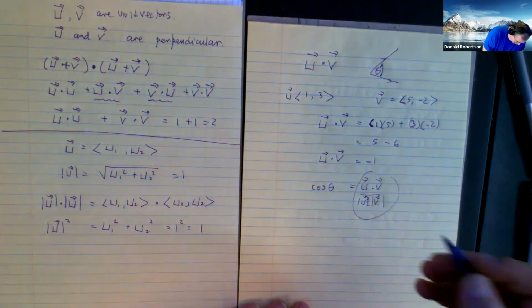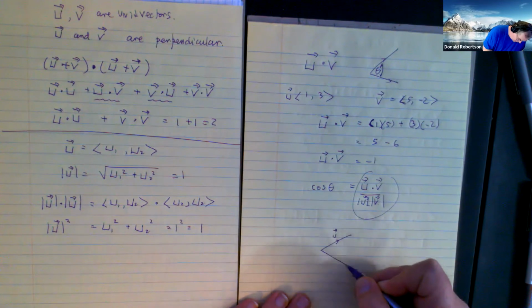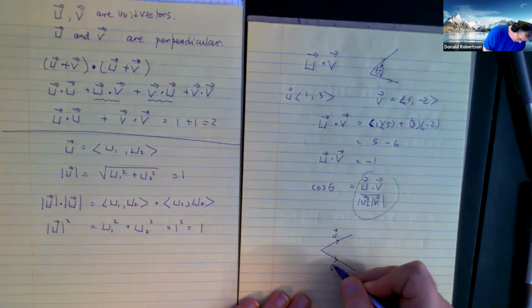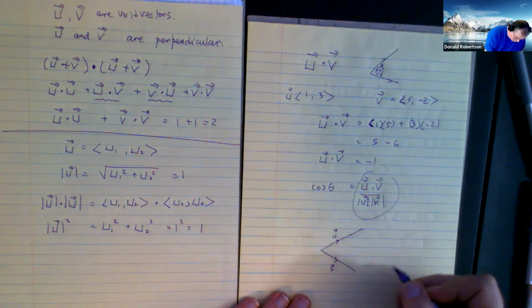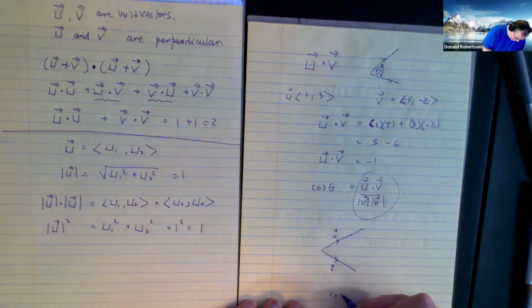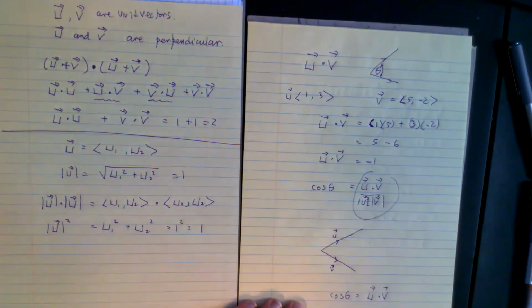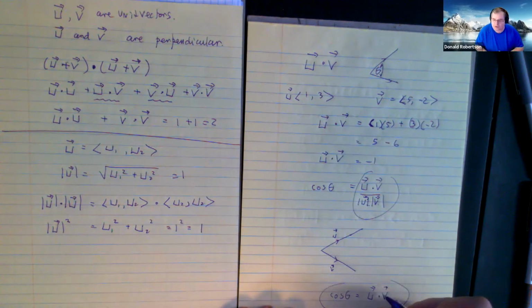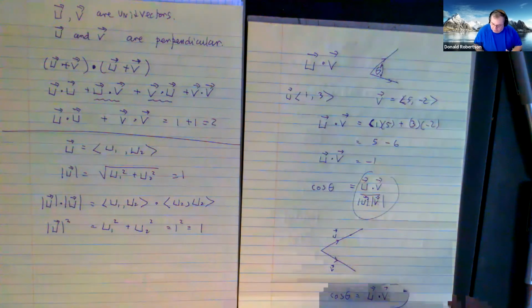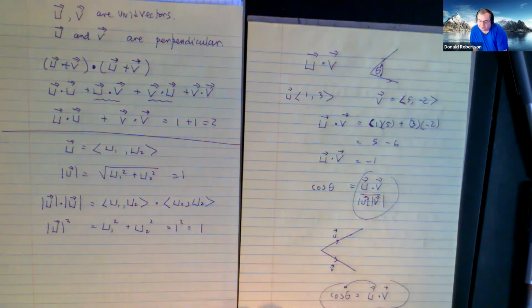Now, if you restrict your world to unit vectors, so imagine u and v are 1 unit long, I'll try and make them look like the same length. If they're 1 unit long, doesn't this formula just become the cosine of the angle equals u dot v? Agreed? Because 1 and 1 gives you 1. So if you think about that, in general, isn't the dot product telling you what the cosine of the angle in between is?